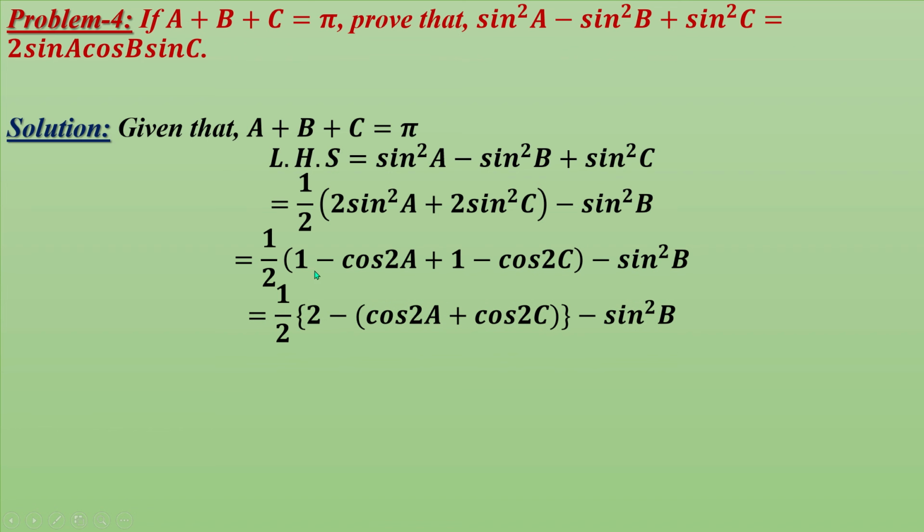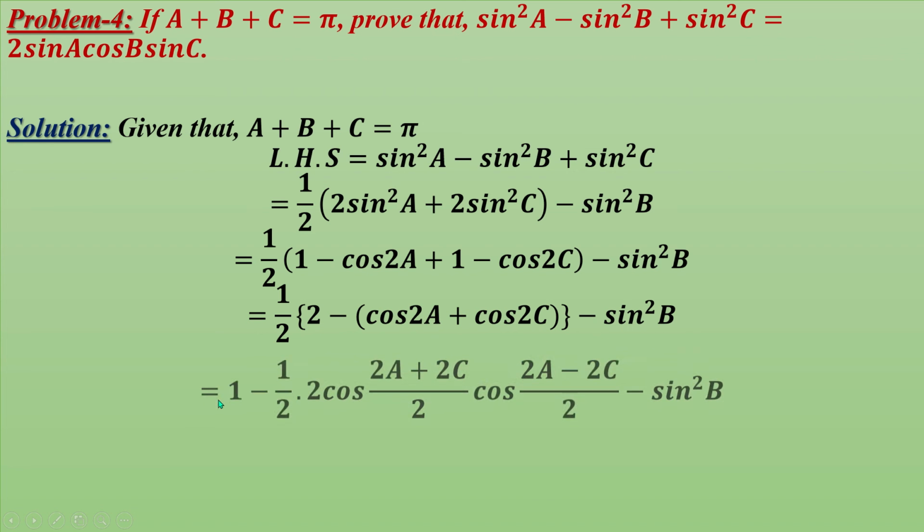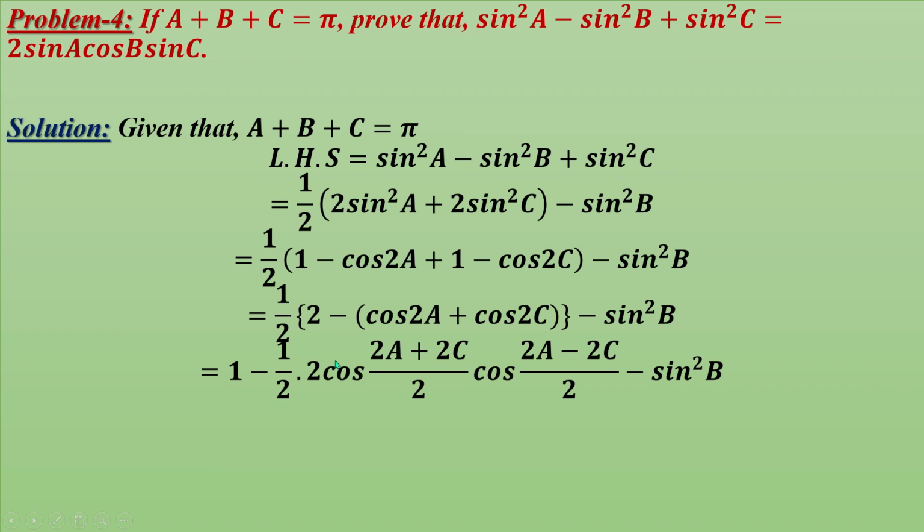Now this equals 1 plus 1, that means 2, and here will be cos 2A plus cos 2C, and this part fixed. Here cos C plus cos D equals 2 cos (C plus D) by 2 cos (C minus D) by 2. C means 2A, D means 2C. So 2A plus 2C by 2. And here half into 2 means half. And the other parts fixed.